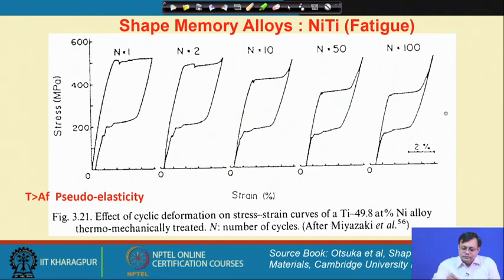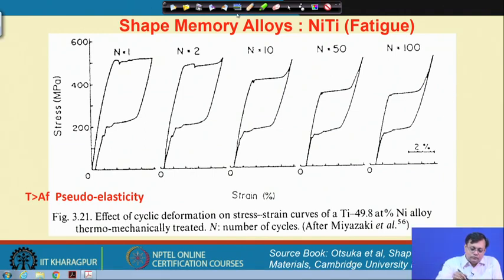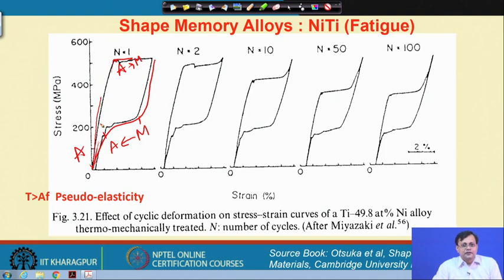I start with austenite, and here the austenite starts transforming into martensite. If I unload it, then again it goes back, because martensite will transform into austenite. So, here I get 100% austenite and the whole strain is recovered. This is a typical pseudo elastic effect.